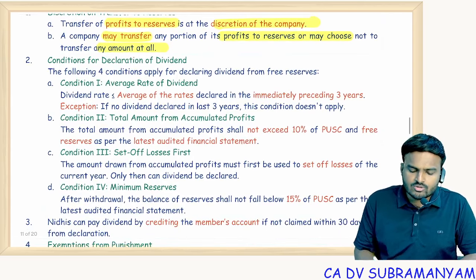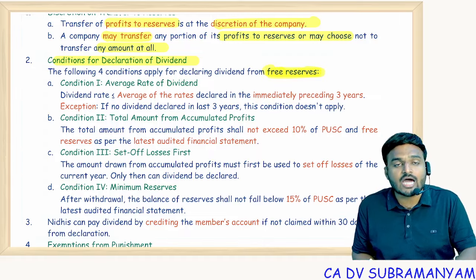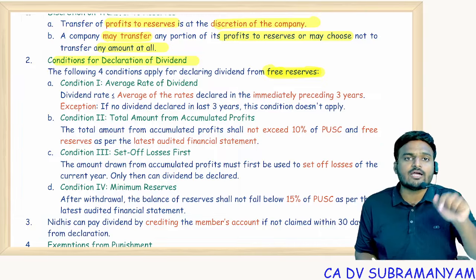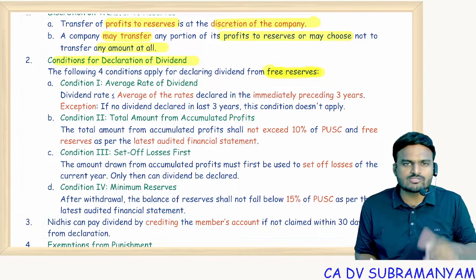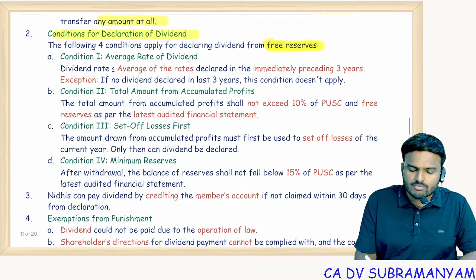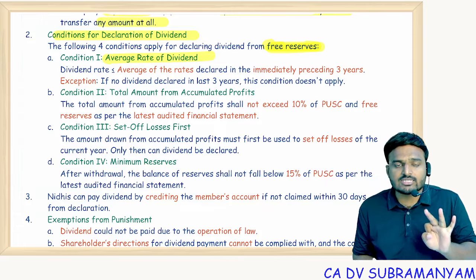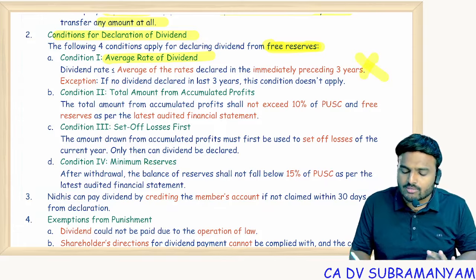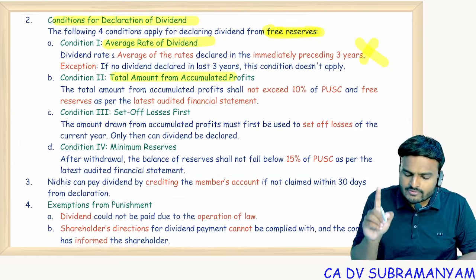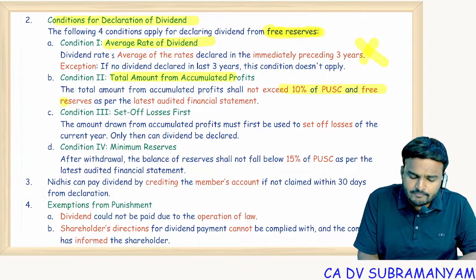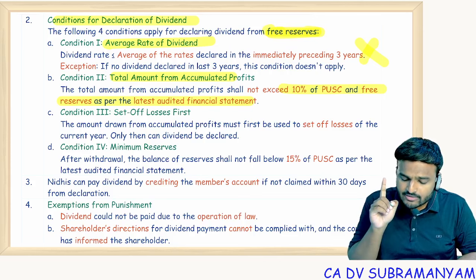And 4 conditions to be satisfied for declaration of dividends out of accumulated undistributed profits, in case of losses or inadequate profits in the current year. 4 conditions you remember, ma. Average rate of dividend shall not exceed the last 3 years' average rate of dividend. Of course, this condition is not applicable if you didn't declare any dividends in the last 3 years. And the total amount from accumulated profits that can be withdrawn is 10% of paid up share capital and free reserves. Maximum withdrawal is 10% of paid up share capital and free reserves.